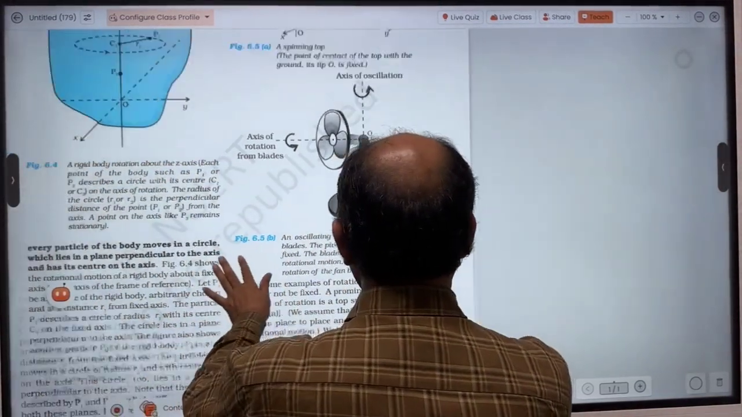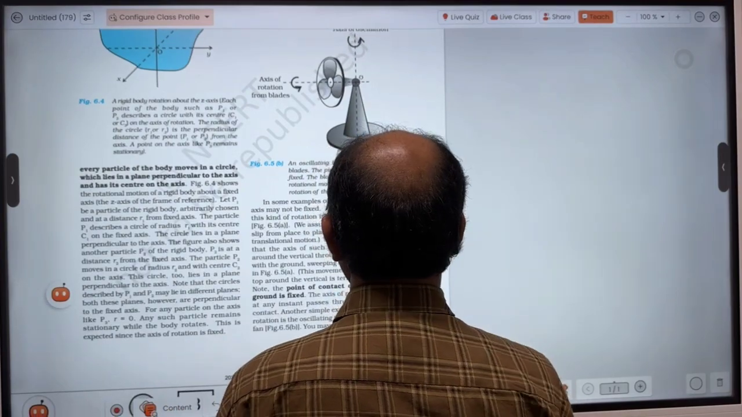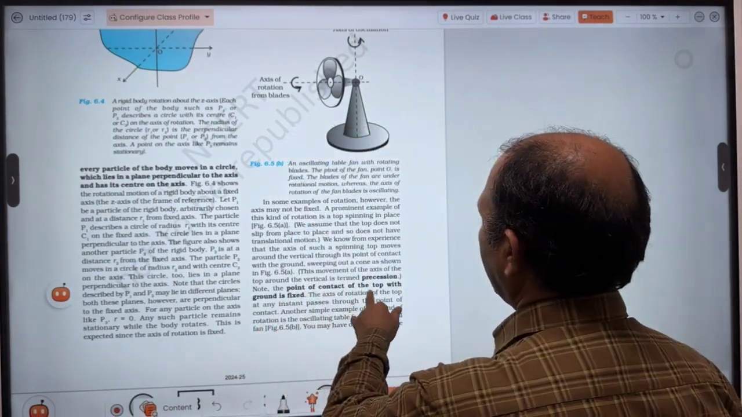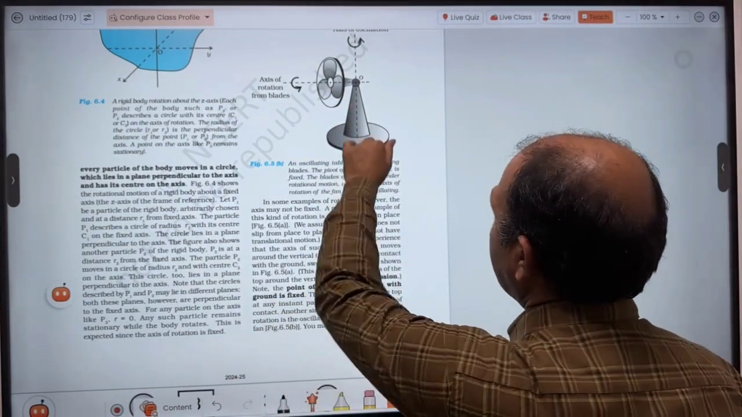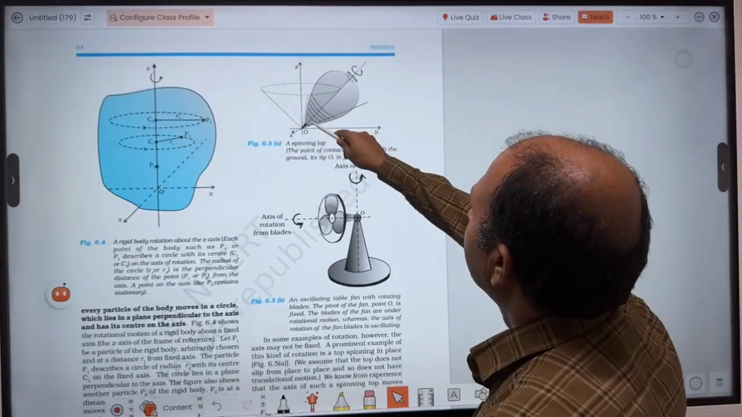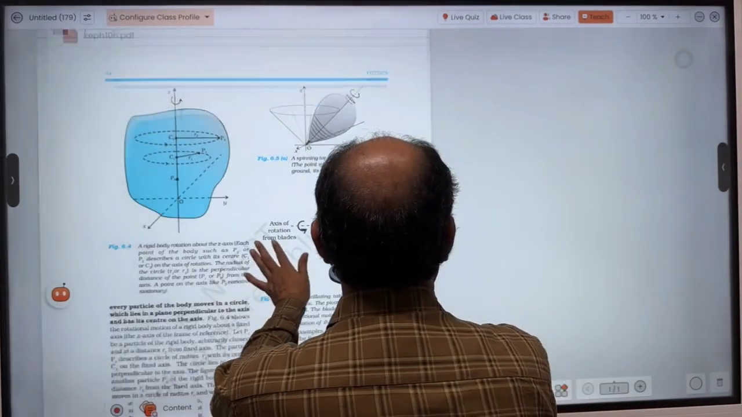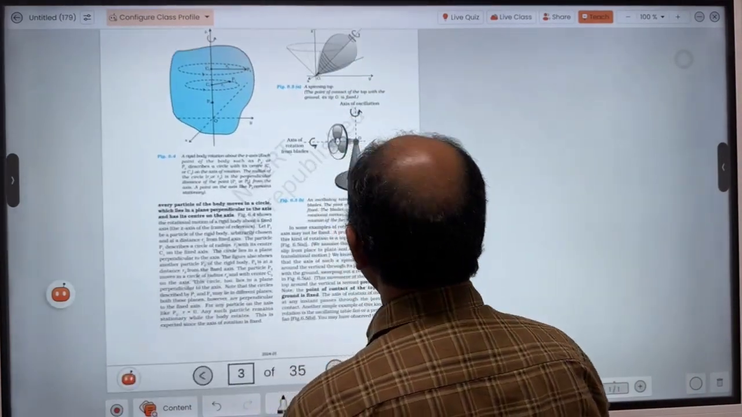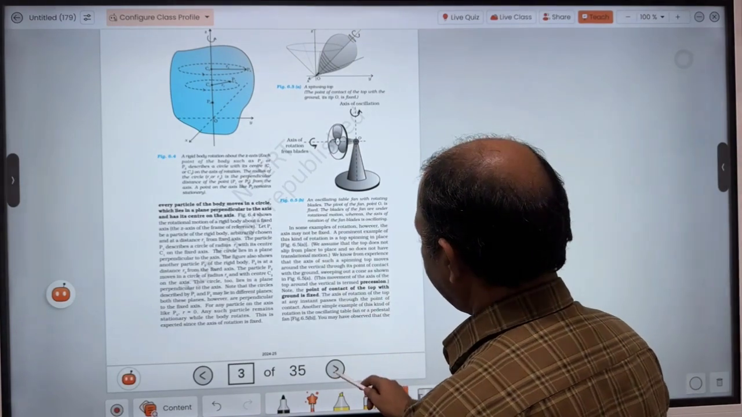So many such examples you will find if you read it. The point of contact of the top with the ground is fixed, as we have seen here. Now, you have to read this.